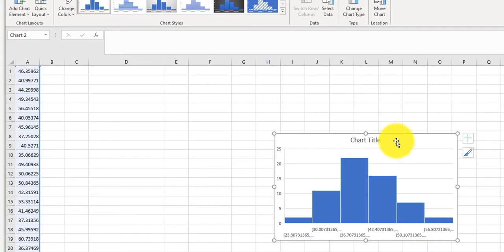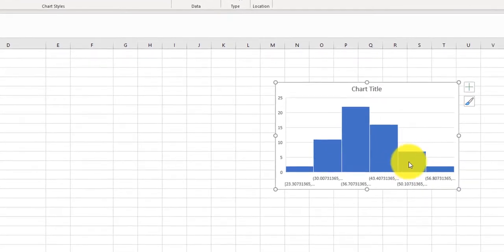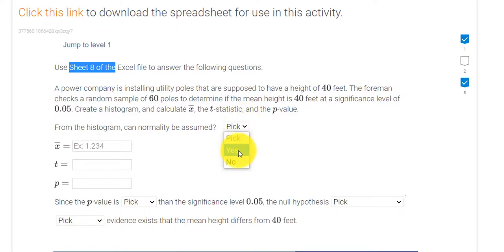And you can see this looks like it's normally distributed, right? This looks like a normal distribution. We have a bell curve here. Most of our data appears in the middle. It's pretty symmetric. So I'm going to say yes. Because this is normal, we can go ahead with our test here.